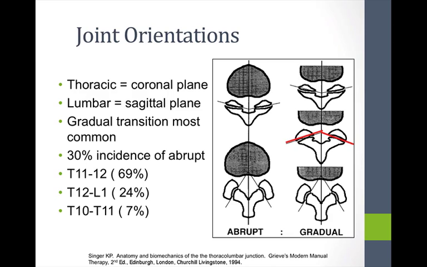Female role as a childbearer requires a broader pelvis, which may produce greater rotation of the thoracic and thoracolumbar region, especially during gait.